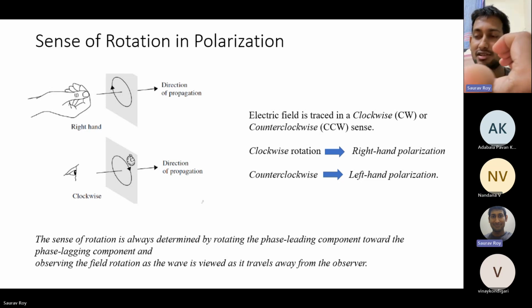Bina, is it understood? Yes, sir. Okay. So that's why it's called right hand polarization. Circular will come later. It is called right hand polarization or clockwise polarization.